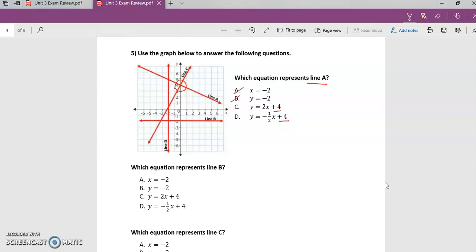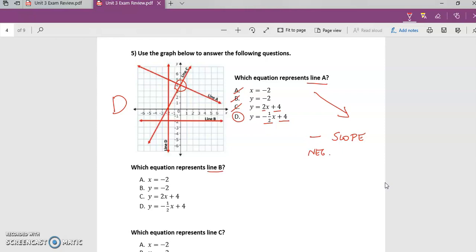So I say, okay, I'm going to cross the other ones out. And now I see that the line is going down and to the right. So it starts up here at the left corner and then goes down and to the right. Whenever it's going down and to the right, that means my slope is negative. So it's like a minus sign or a negative slope. So I have a 2x right here and then a negative 1/2 x right there. Letter D is my correct answer because it has the negative slope. So then the next one, which equation represents line B?